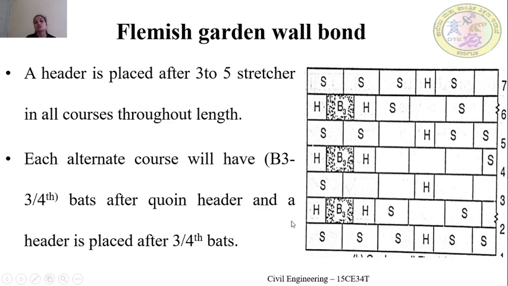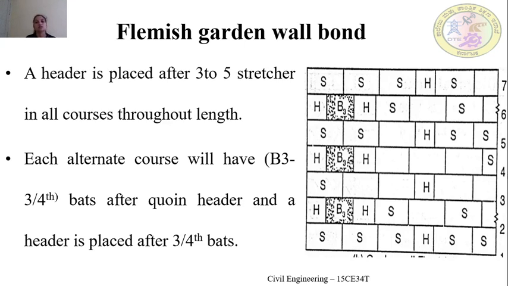One more factor you need to concentrate on is the alternate courses, which will have coins at the corner, that is a coin header. Next to the coin header, 3/4 bats are provided, and next to the 3/4 bats, a header is provided. Is that clear? So Flemish garden wall bond means in each course, headers will be placed after placing 3 to 5 stretchers.